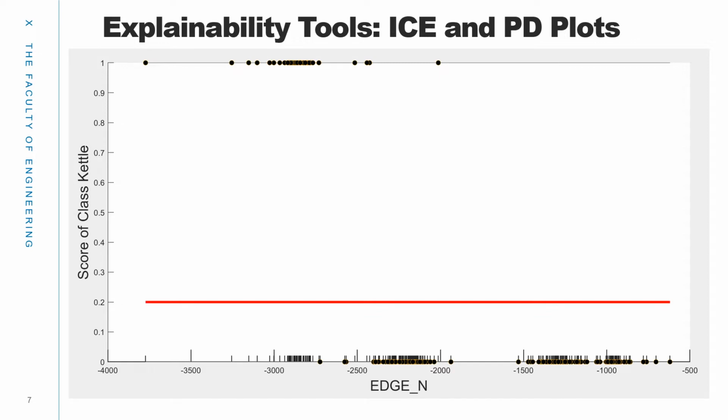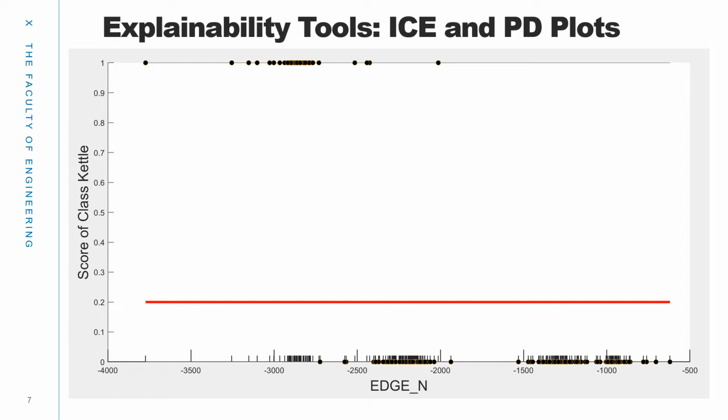The difference between them is that the PD plot, presented by the red line, provides global explanation. Therefore, it does not show feature distribution like ICE plots. For instance, in this figure, it is observed that the PD plot is flat and has a low score of 0.2. This indicates that, on average, the Edge N feature is not considered important for prediction of keto.